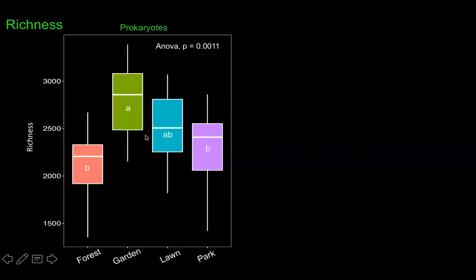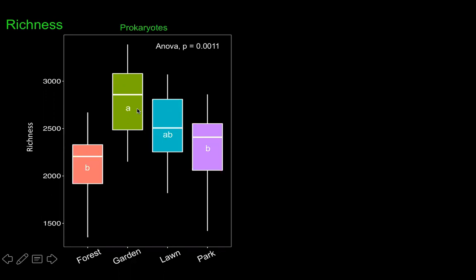So just to go over this, in terms of richness, when we're talking about prokaryotes, it looks like garden landscapes are going to be the most microbially rich. So they're going to have the most amount of taxa in those areas, followed by lawns. However, lawns aren't significantly different from gardens or parks because they share a letter. And forests are going to be lowest in terms of richness. And just to put this out there throughout the talk, our p-value, our significance level, is going to be anything under 0.05.